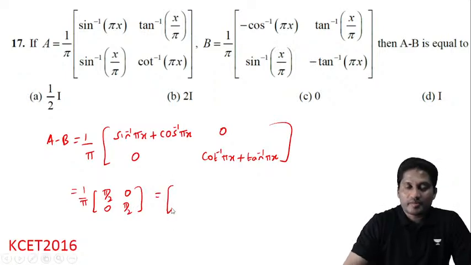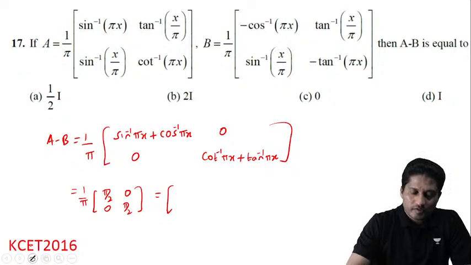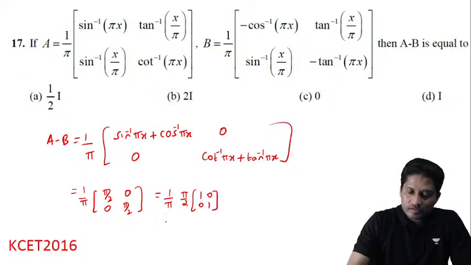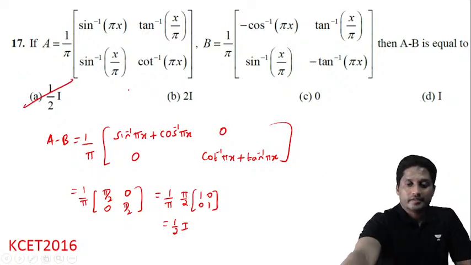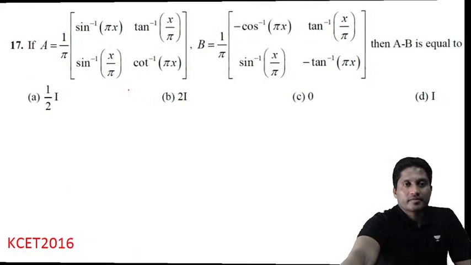If you take pi by 2 out, and then 1 by pi, 1 upon pi, you get 1, 0, 0, 1, equal to half of I. Answer is option A. Right? Let's move to the next question.